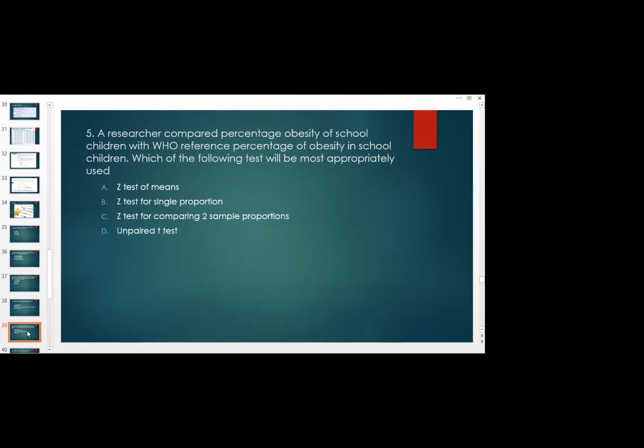A researcher compared percentage of obesity of school children with WHO reference percentage of obesity in school children. Which of the following tests will be most appropriately used? The correct answer is D, test for single proportion. So the researcher is taking one proportion from the school and comparing it with the reference percentage. So it is a Z test for single proportion.